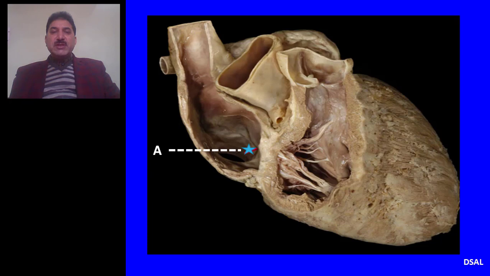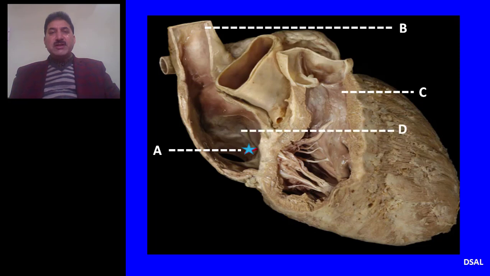Again, in this wet specimen, A represents tricuspid valve. This valve is guarded by three cusps. They are named anterior, posterior, posterior is also called inferior, and septum. B represents superior vena cava opening inside right atrium. C represents pulmonary trunk, and D represents fossa ovalis. Fossa ovalis is a remnant of septum primum.